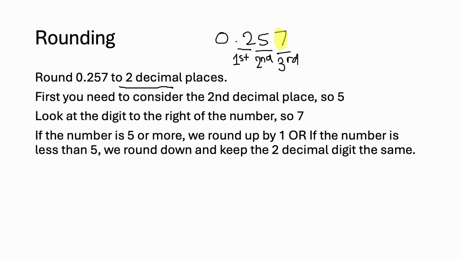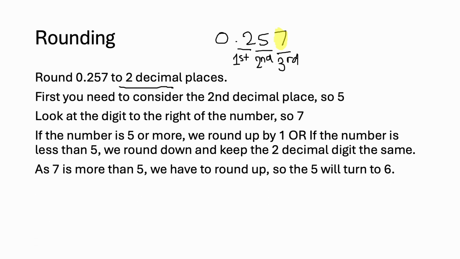So if we look at this 7 here, 7 is more than 5. So that means we're going to have to round up. So that 5 at the end will turn into a 6, meaning we get an answer of 0.26.